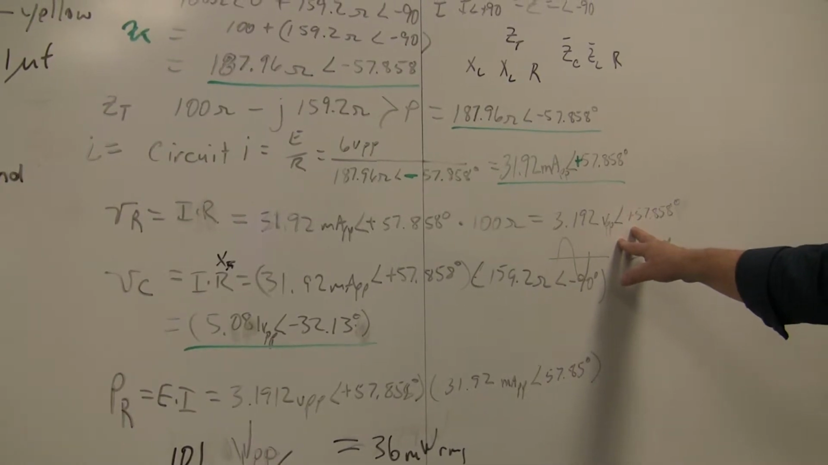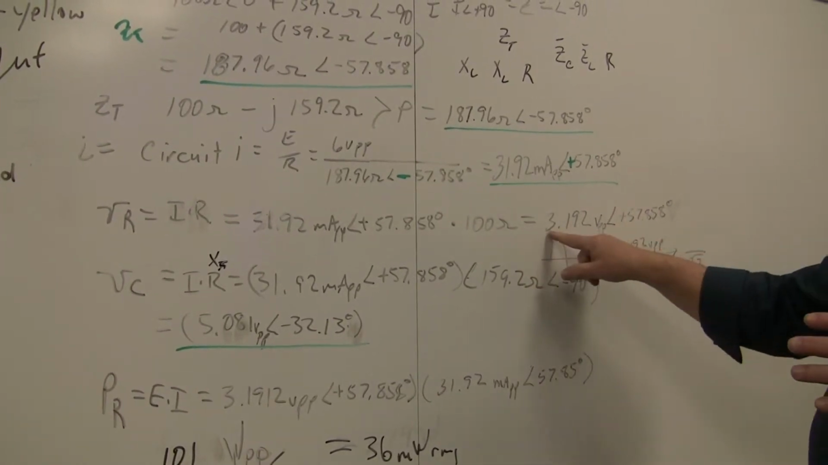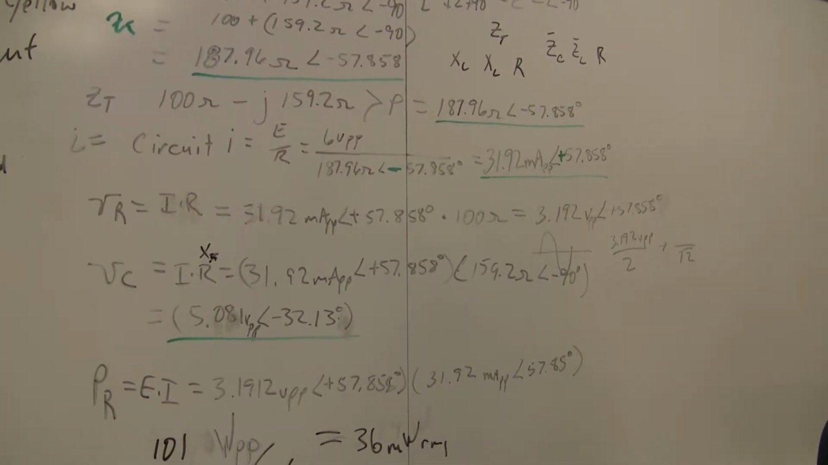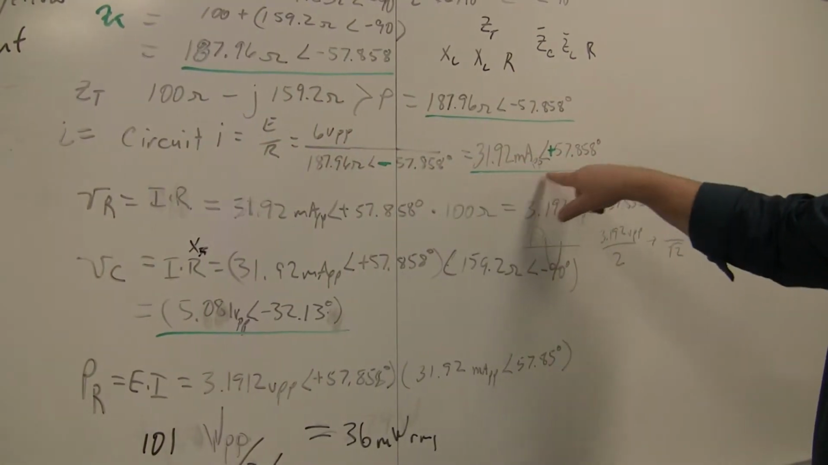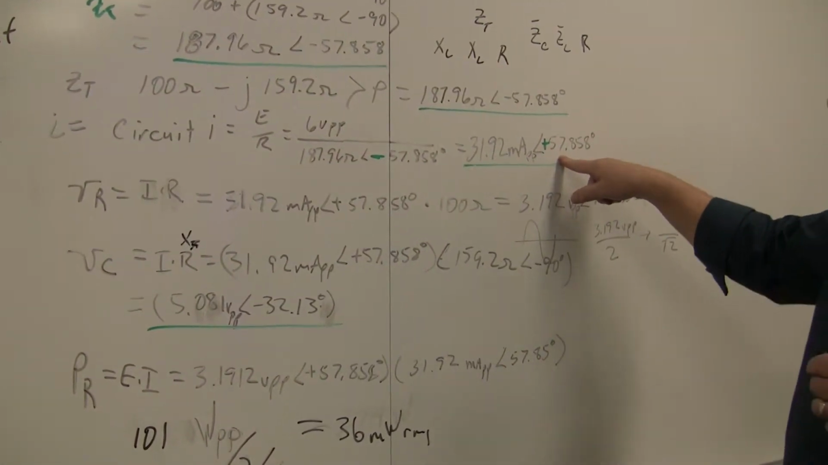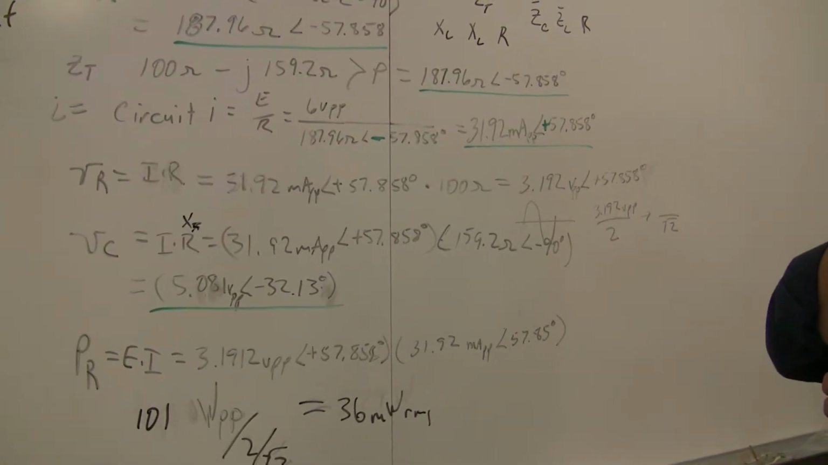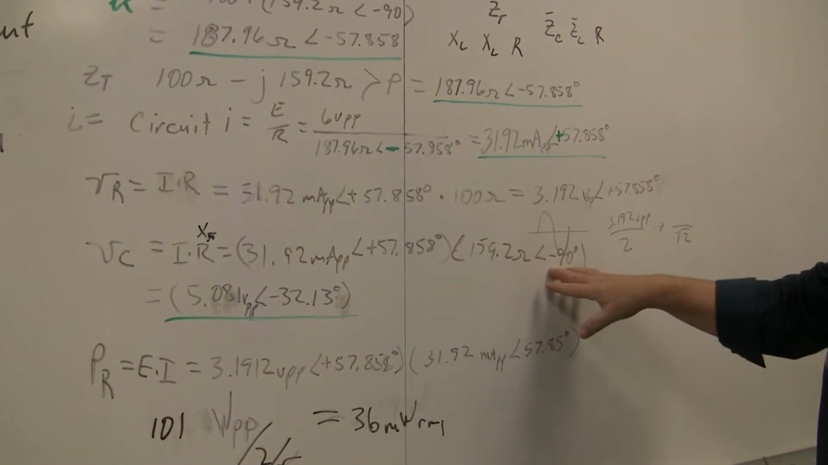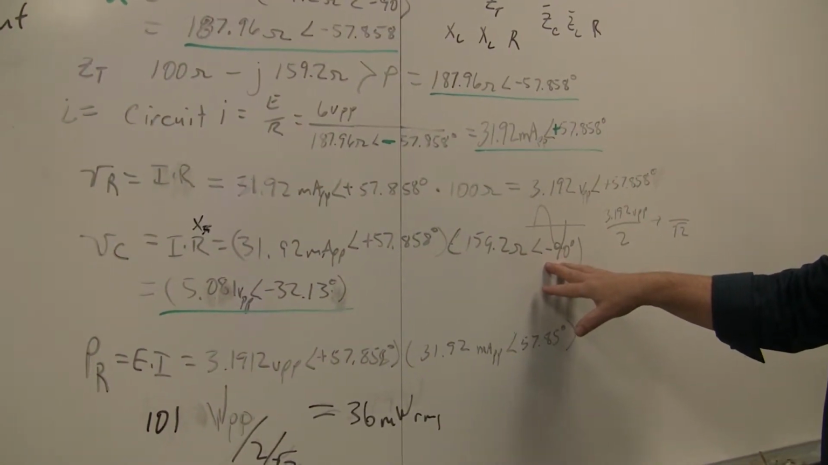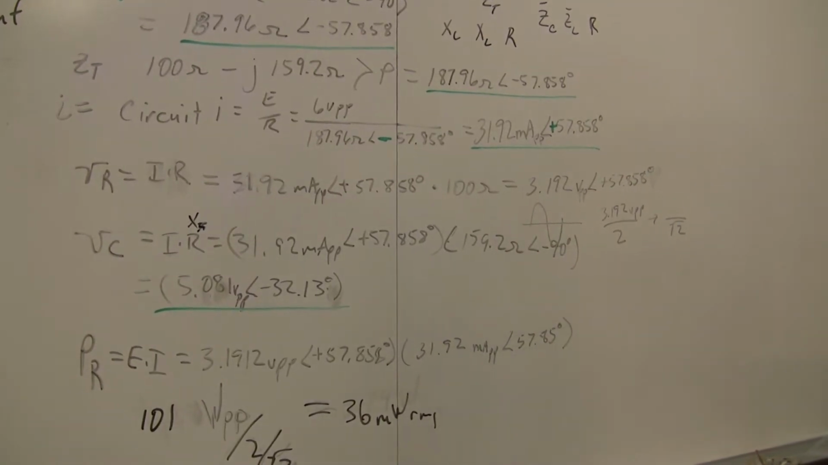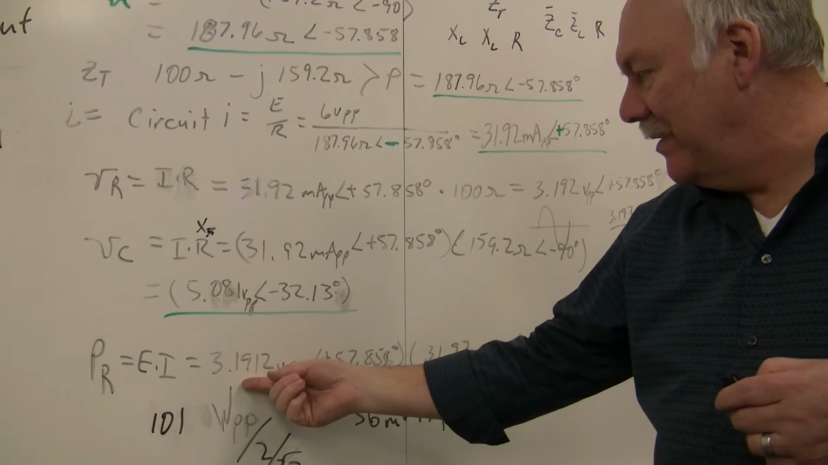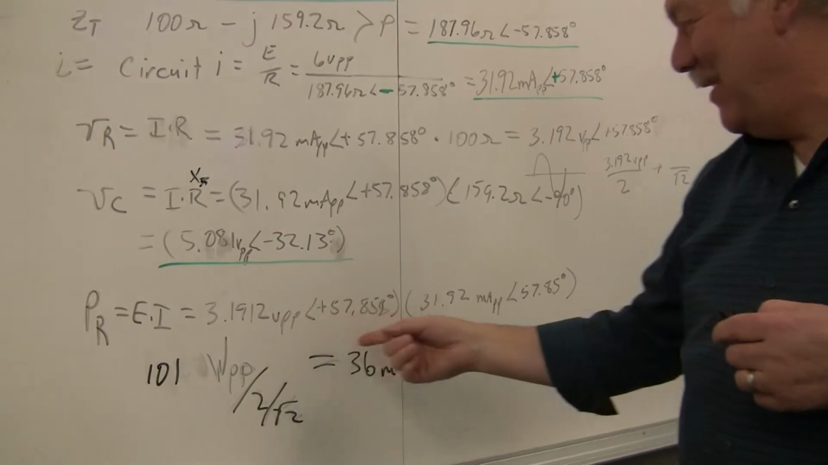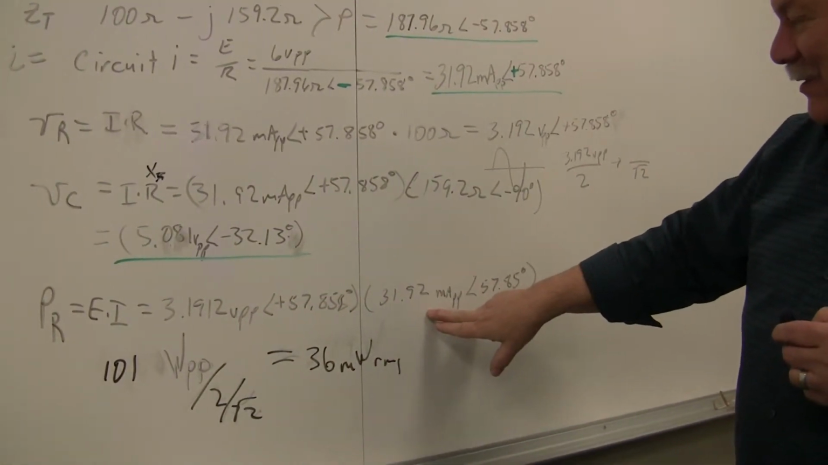So this 3.192 volts peak to peak is also in phase with the current in the circuit, which is here, it's in phase with it. Okay, so I have a voltage across the resistor, voltage across the cap, and these are the phases of those two. And if you wanted to figure out power, it's 3.192 volts peak to peak times the total circuit current.